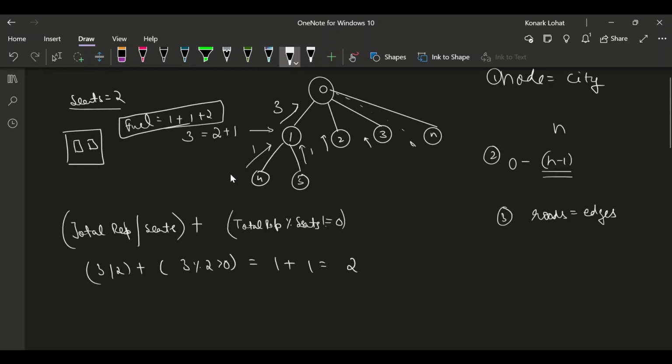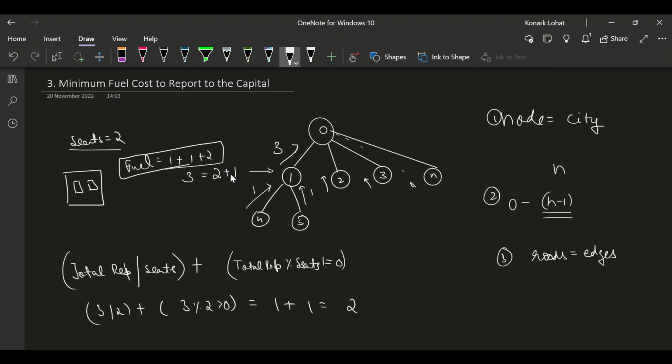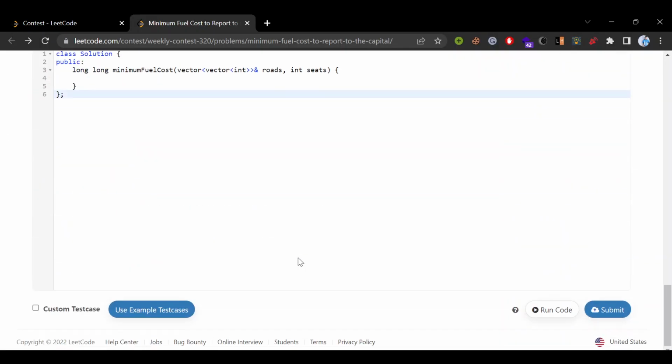Now let's see how we can solve this question. So I think the algorithm is pretty clear. Another main thing is node is equal to city. Each node in a graph will be a city, and the cities will be numbered from 0 to n minus 1, and roads are equal to edges, which are bidirectional edges. Now let's see how we can solve this problem.